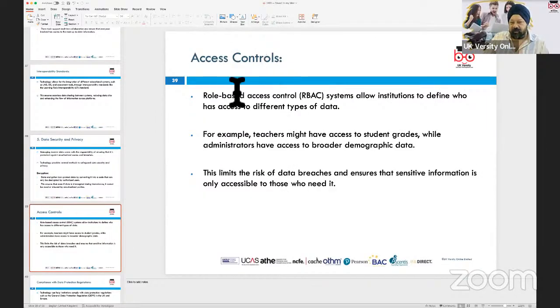And in such cases, we define what are called access controls, or role-based access controls. For example, there is a compliance manager within the institution, and the compliance manager would be defining these access controls to ensure who has access to what form of data.